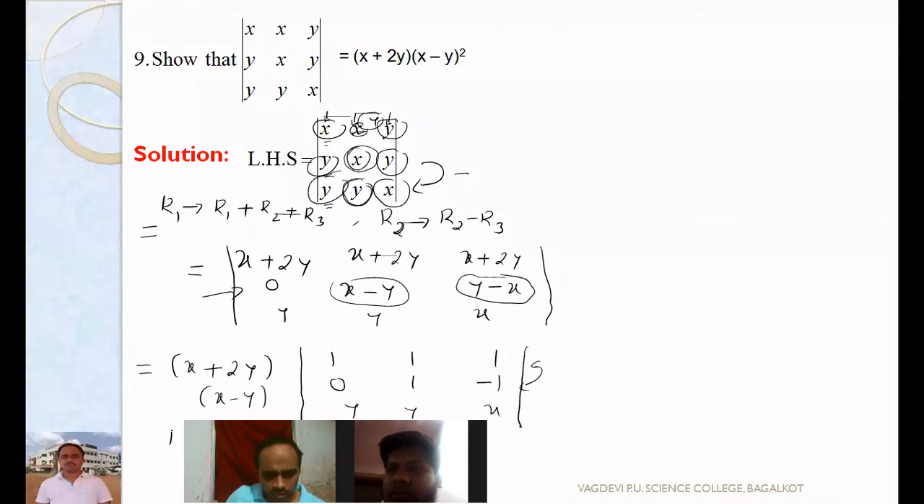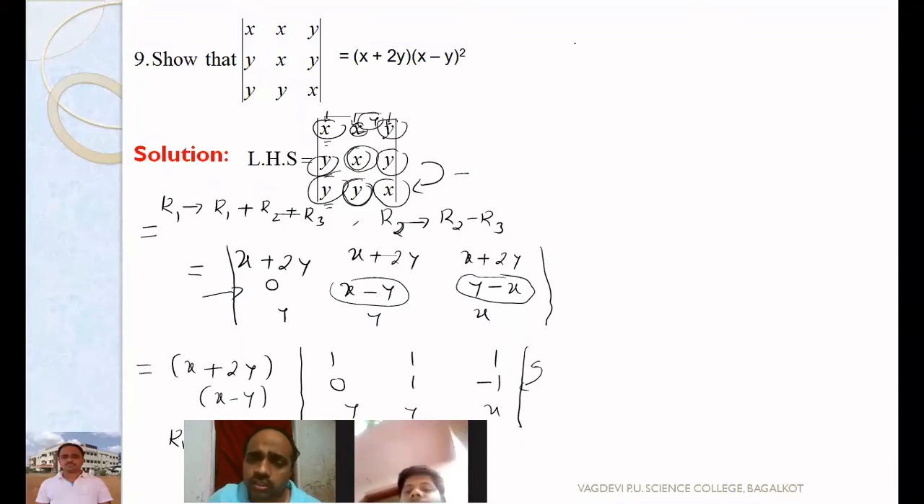But if you don't like to take C2, C3, because we have the habit of always taking the first row, we take the first row and find the value. So R1 changes to R1 minus R2. If you do R1 minus R2, 1 minus 1 is 0. That also you can do. R1 plus R2, R1 minus R2. Both you can do.